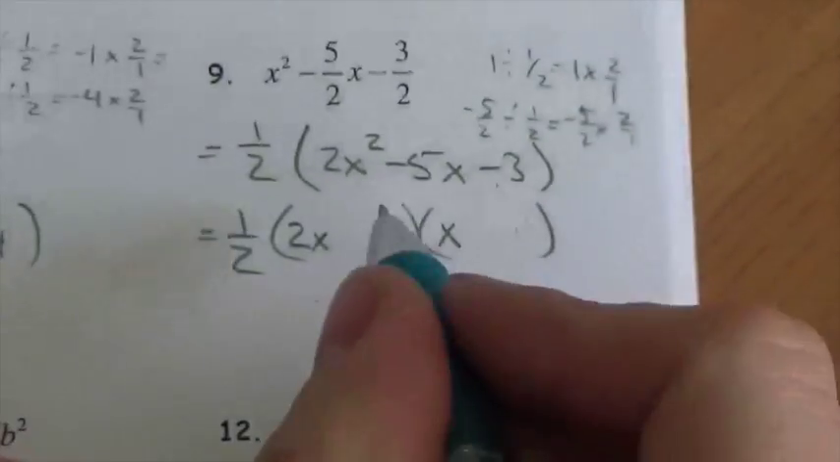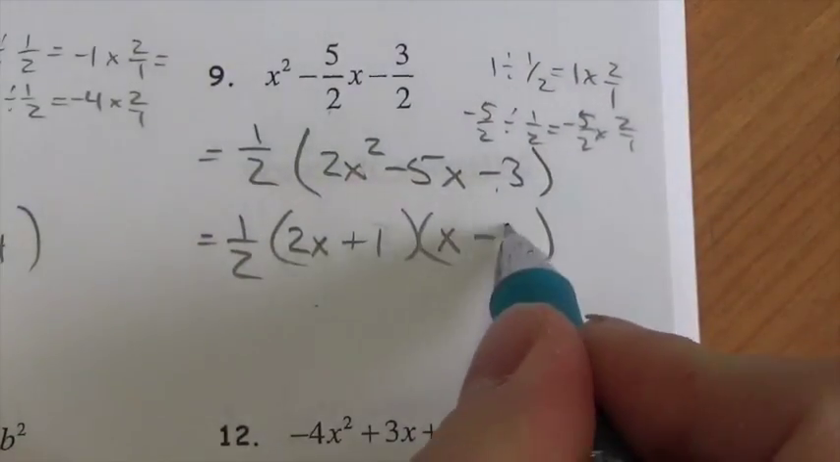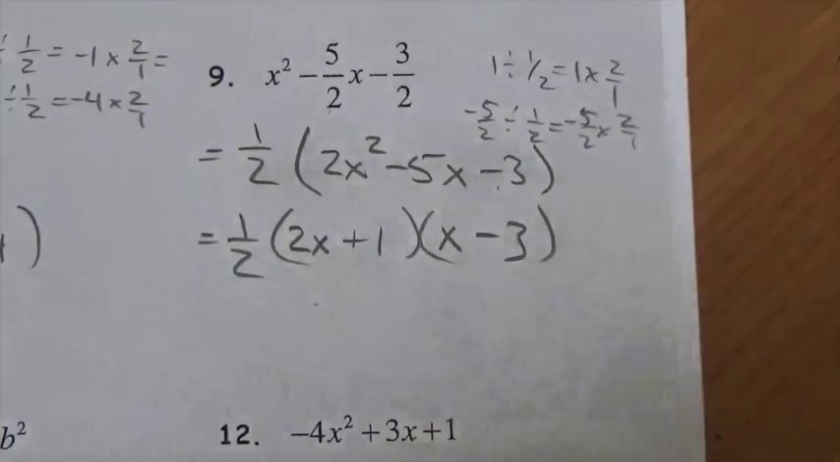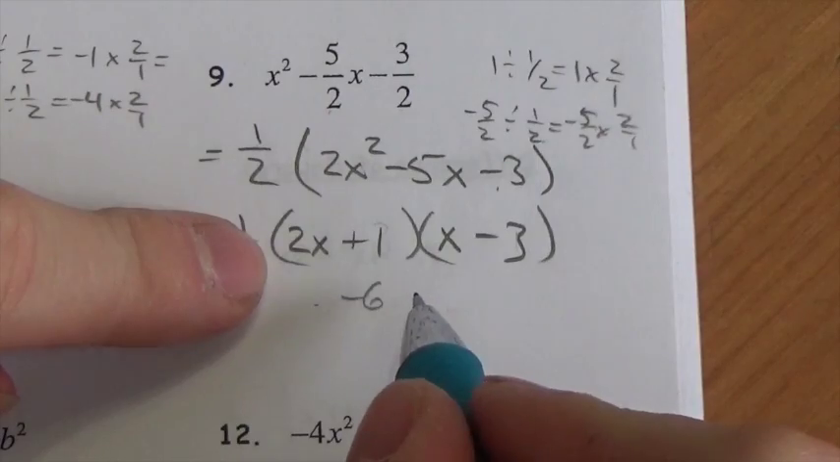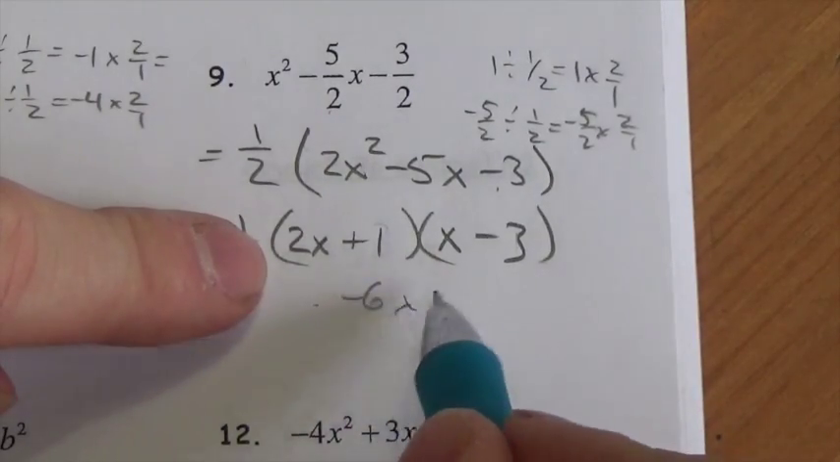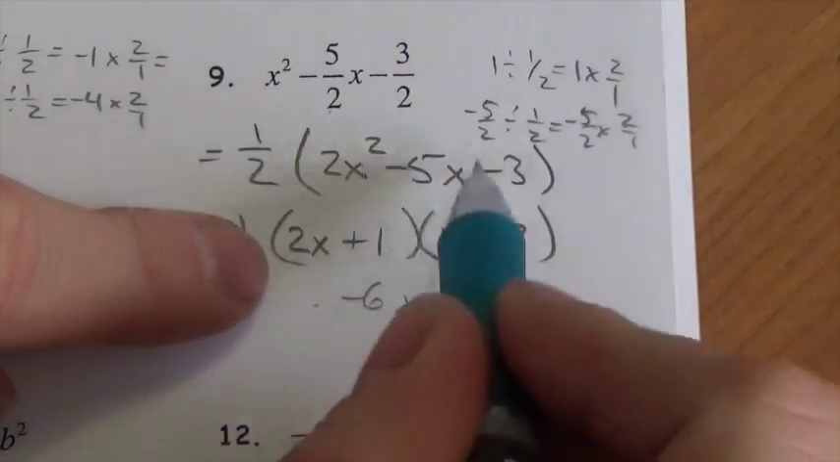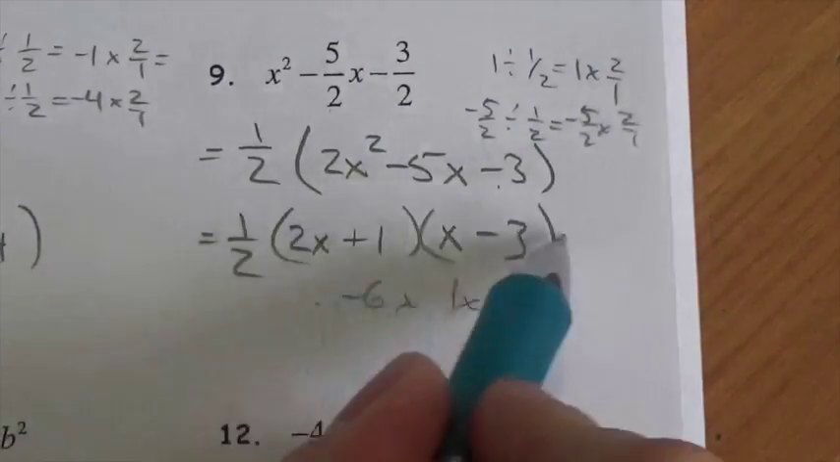Fortunately, though, that's only one of two possible guesses. It's got to be +1 minus 3 then. That's the only other possibility. 2x times -3, there's my -6. 1 times x is 1x, and when you add those together, you are getting the -5. So there's your answer.